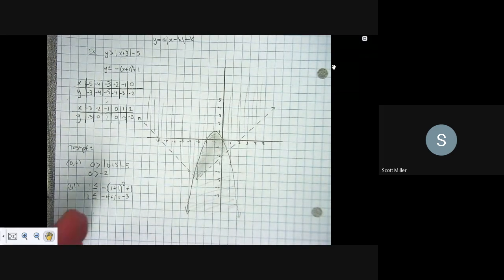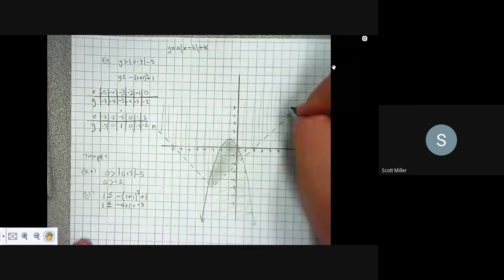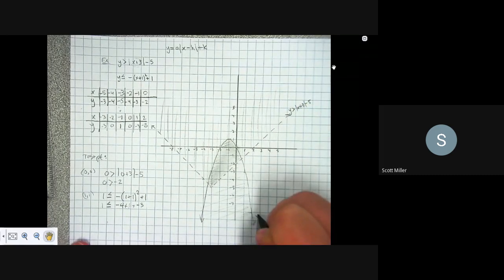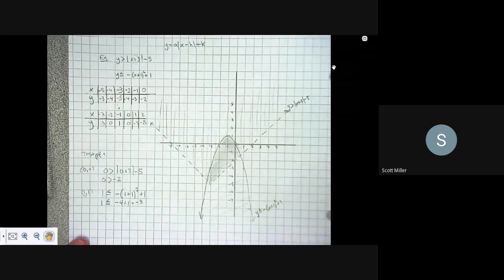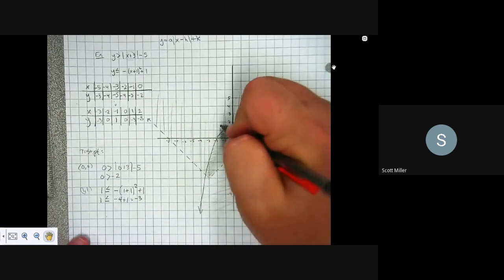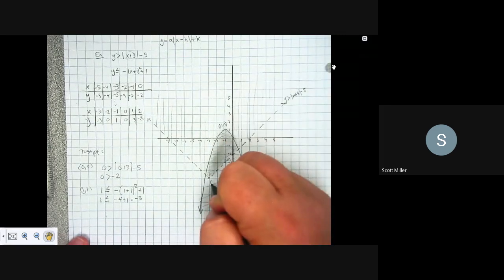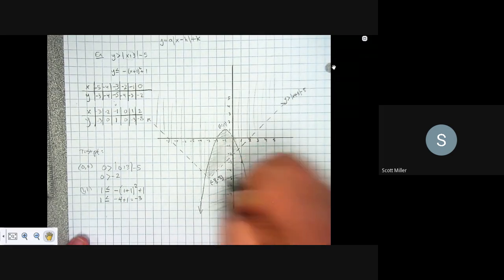Now, we're not done yet, because what I haven't done yet is I haven't labeled things. Always label your curves. And then this one down here is y is less than or equal to negative x plus 1 squared plus 1. Label your key points. So the vertex here, negative 1, 1. The vertex here was negative 3, negative 5.